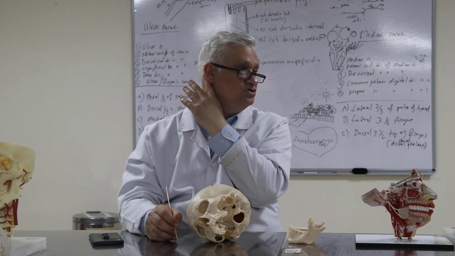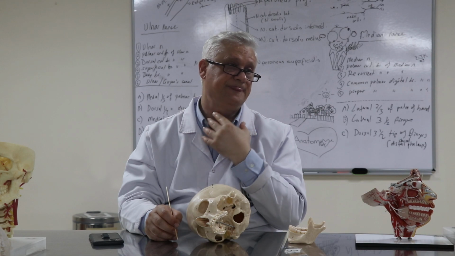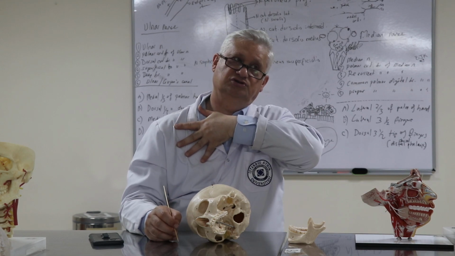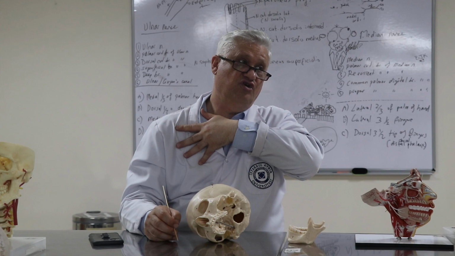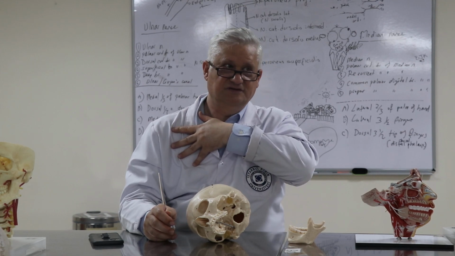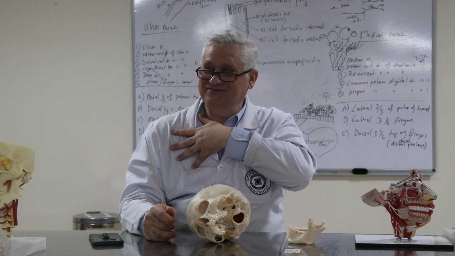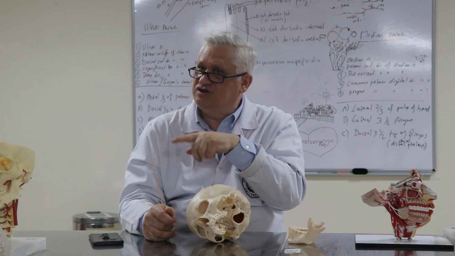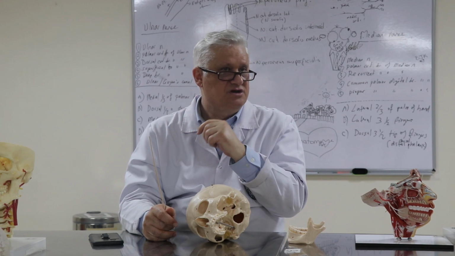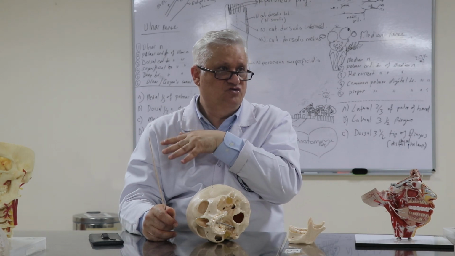So greater auricular C2, C3, transverse cervical C2, C3, supraclavicular C3, C4, right? And how about the phrenic nerve? C3, 4, 5 keeps the diaphragm alive. So we also have C3, 4 supraclavicular, and C3, 4, 5 phrenic.